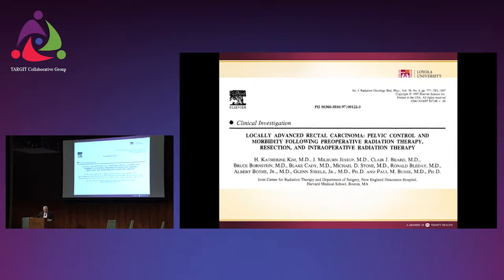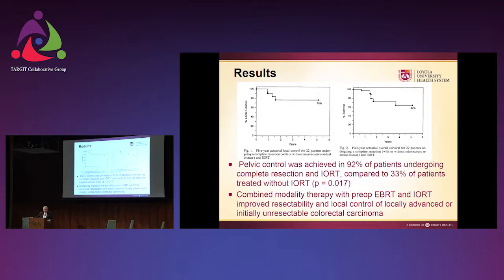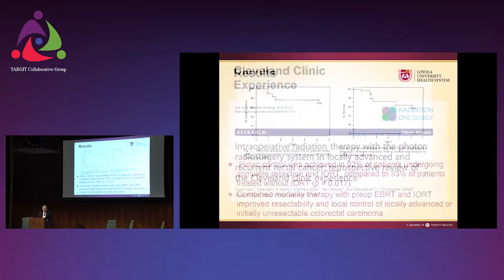Again, this is locally advanced disease following preoperative chemo, taking the patient to surgery and giving intraoperative radiation at the time of surgery. The pelvic control rate with preoperative chemoRT and then intraop was 92% in those patients who had a complete resection, compared to 33% of similar patients not treated with IORT. And it seems to be, again, something that can benefit if you can do it.